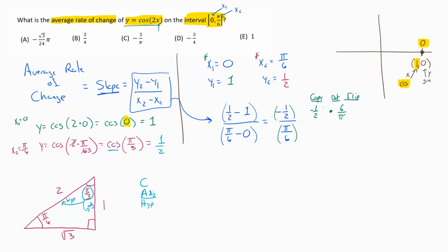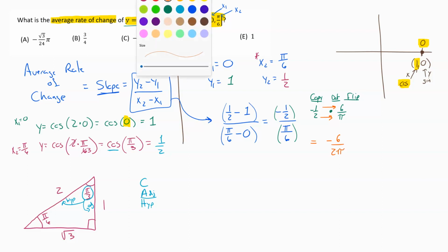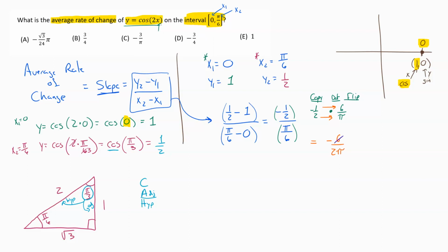Now we just want to bring it together and simplify it. So when we're multiplying fractions, we multiply the top with the top and the bottom with the bottom. So we end up with negative 6 on top and 2 pi on bottom. And now you can see that that 6 and that 2, we can simplify that down, pulling the 2 out of there. We're going to end up with negative 3 over pi. And that's going to be our average rate of change. That's option C.